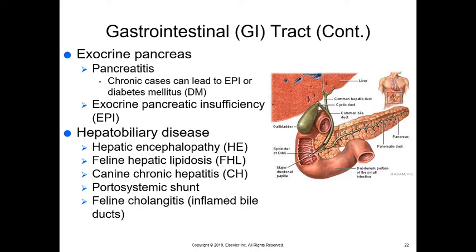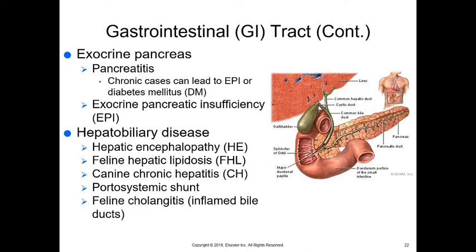Hepatobiliary disease, there are a lot of different forms because the liver is a very complicated organ. It can cause hepatic encephalopathy. Encephalopathy, if you break down the word, means disease within the brain. And if you add hepatic to it, it means it's because the liver is not pulling out the toxins from the bloodstream. So those toxins in the bloodstream are getting to the brain and causing some changes within the brain, some neurologic changes. So we can see seizures, or the pet can get really sleepy, or have some abnormal behaviors. So hepatic encephalopathy can be related to liver disease.